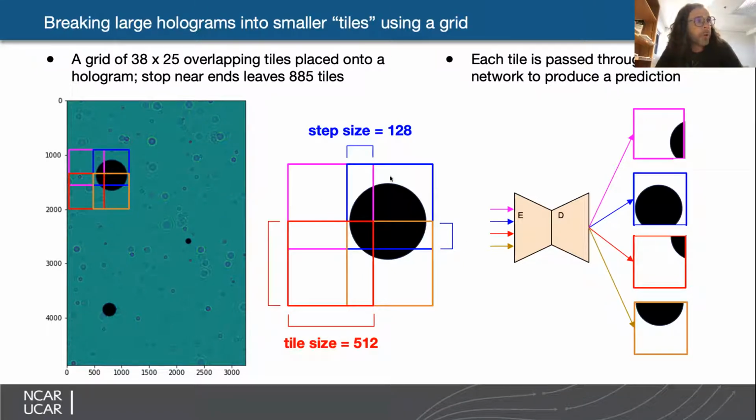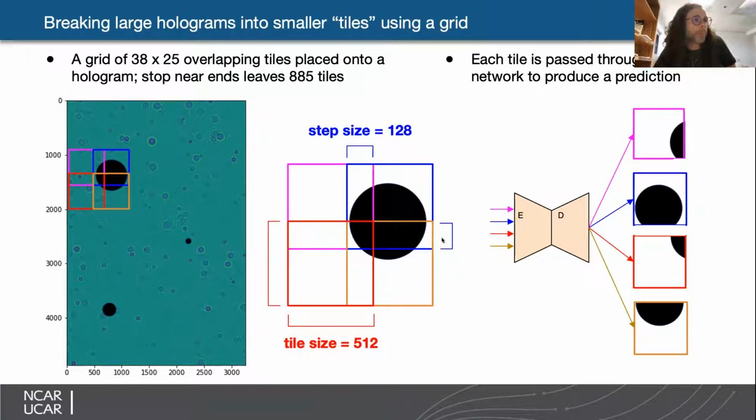The reason we wanted to do that was because we were worried about edge cases. For example, in this case there's a big particle here and it's spread out across a bunch of different tiles. The last thing you'd want is only one of these tiles predicting part of the particle and the other three not doing that. So we found there was a need to have a certain amount of overlap in order to deal with this edge case.